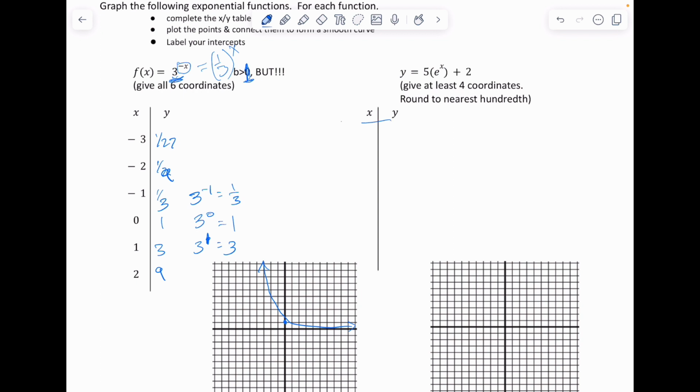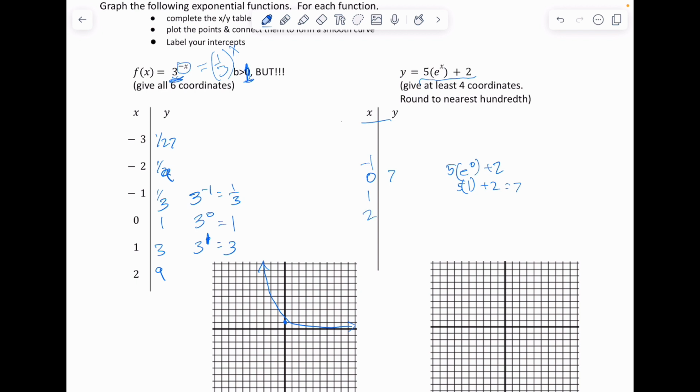Next up, you have y equals 5e to the x plus 2. I'm only asking for 4 points, so let's choose some easy points. First one that I always like to choose that's usually easy is 0. So 5 times e to the 0 power plus 2. We're going to have 1 times 5 plus 2, so 5 plus 2 equals 7. Okay, we got 1. The rest of this, I strongly encourage you to utilize your calculator when you have to actually plot out e. So let's go with -1, 1, and 2.